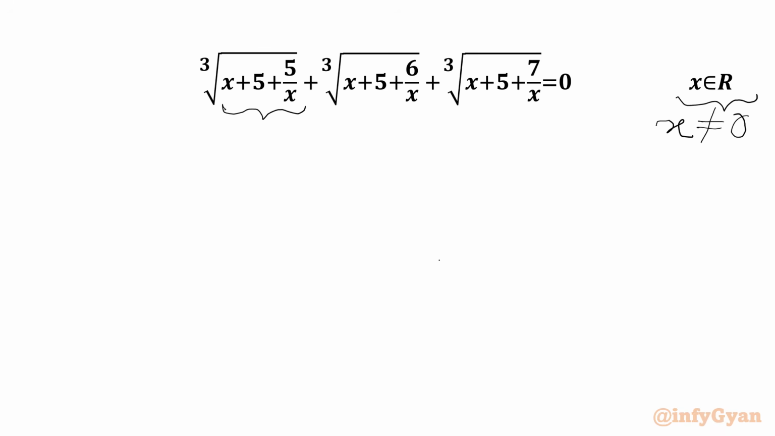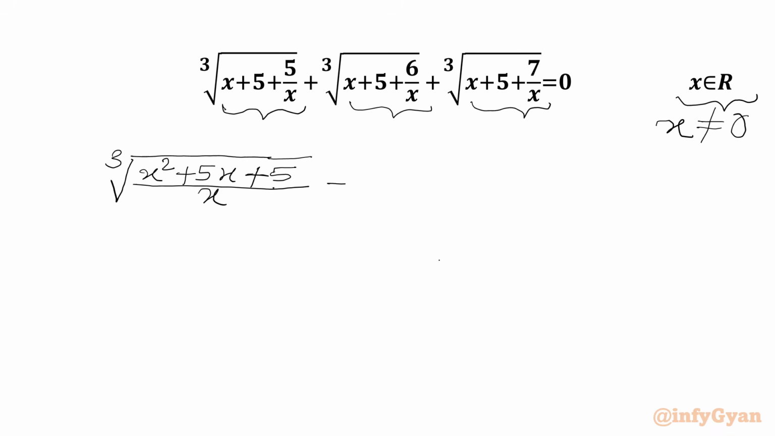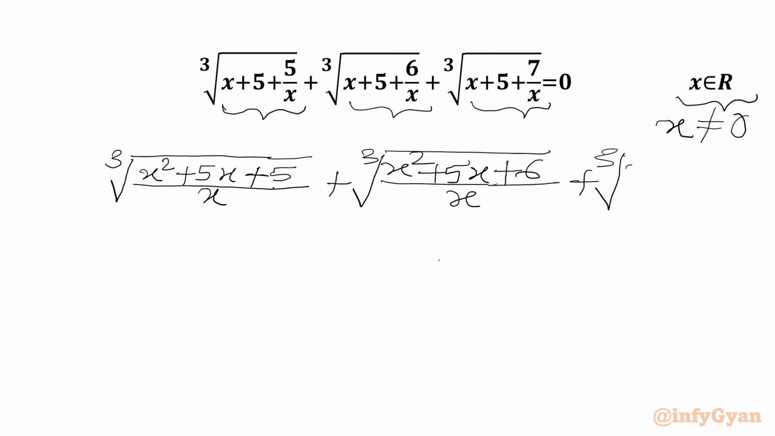Now we are going to take LCM over here and we will get cube root of x times (x square plus 5x plus 5) over x, plus cube root of (x square plus 5x plus 6) over x, plus cube root of (x square plus 5x plus 7) over x, and in RHS we have 0.